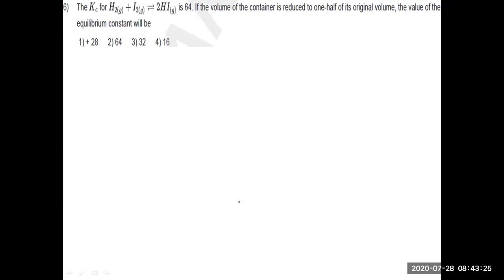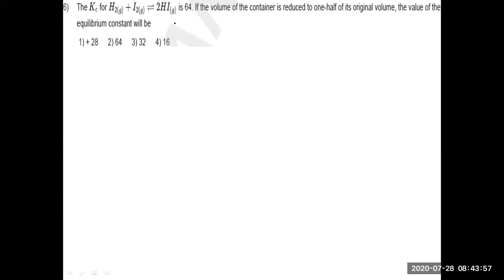The Kc for this reaction is 64. If the volume of the container is reduced to 1/2 of its original volume, the value of the equilibrium constant will be: 128, 64, 32, 16. Same, sir. 64 only, sir. Why, sir? Because in both numerator and denominator it will change, cancel out.